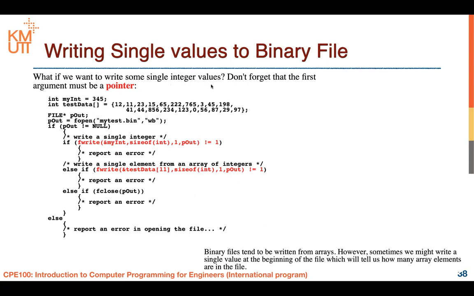What if you want to write a single integer value? Sometimes maybe you want to write an integer value. My integer, this one: fwrite my integer, size of integer, one and pout. Just want to write a single value. Is it possible? Binary files tend to be written from arrays, please note it here. However, sometimes we might write a single value at the beginning of the file, which will tell us how many elements are in this file. Okay, we can try.